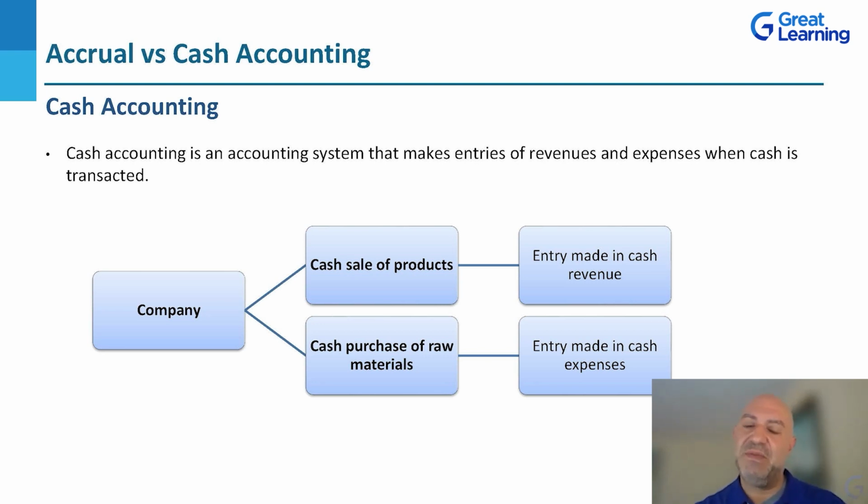So let's just put this in perspective again. Cash accounting is an accounting system that makes entries of revenues and expenses when cash is transacted. Very straightforward. If you look at the depiction below, the company goes in two different directions: the cash sale of products and the cash purchase of raw materials. The cash sale of products equates to an entry made in cash revenue. All the different steps in the accounting process have to be recorded. So this entry would be in cash revenue. Now, the cash purchase of raw materials is made in cash expenses.